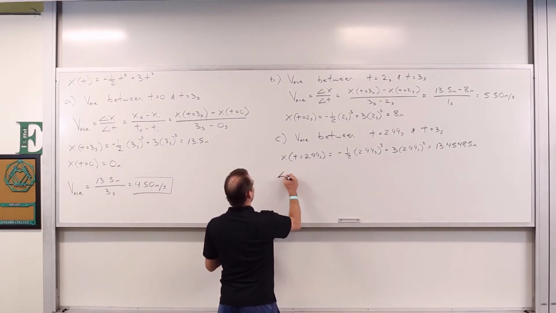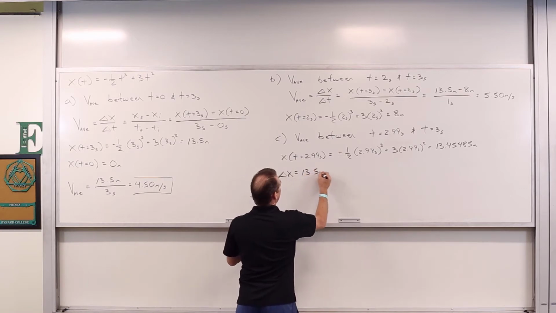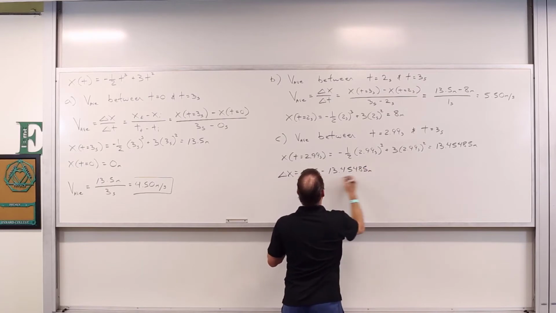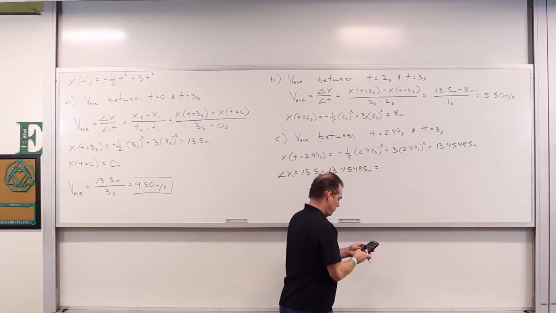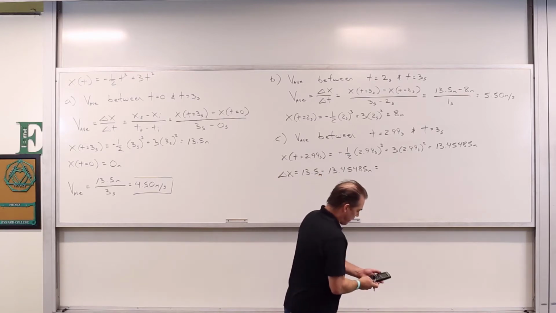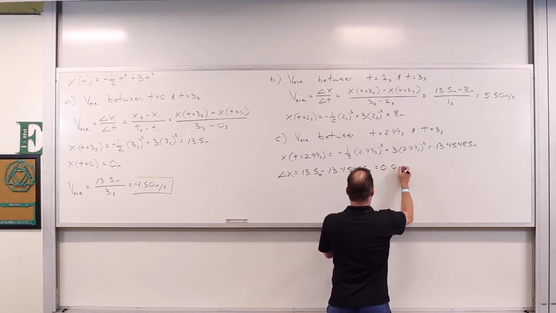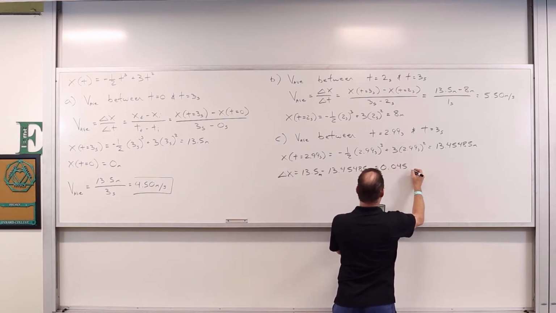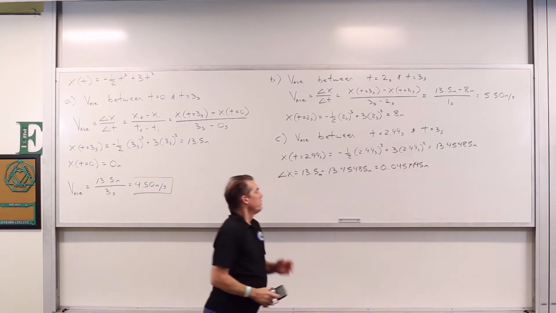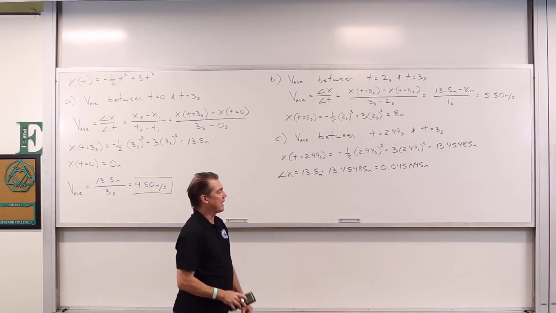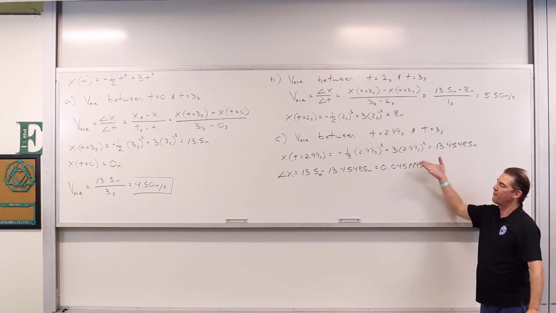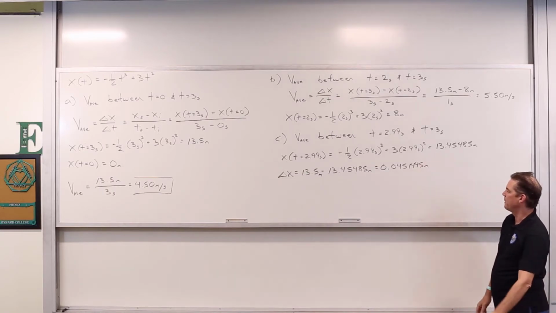So what do we have with this? Well, delta x is going to be equal to 13.5 minus 13.45485 meters, which gives us 0.0451495 meters. So in that 1/100th of a second, this object has moved this distance, which is a little bit over 4.5 centimeters.